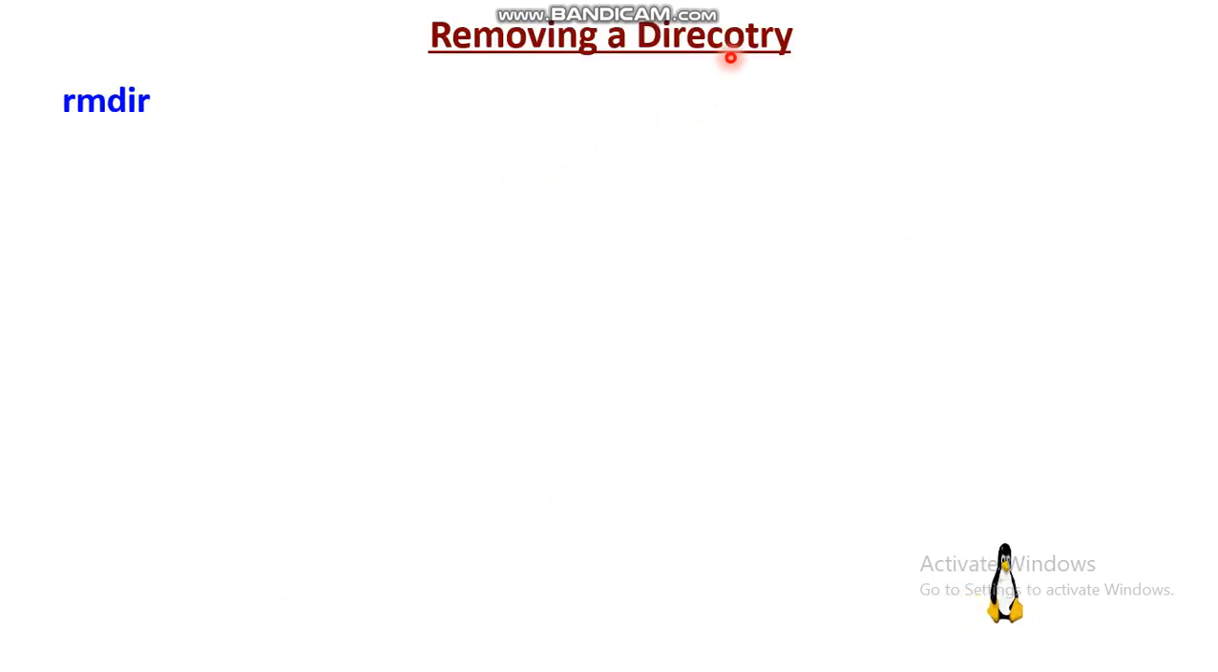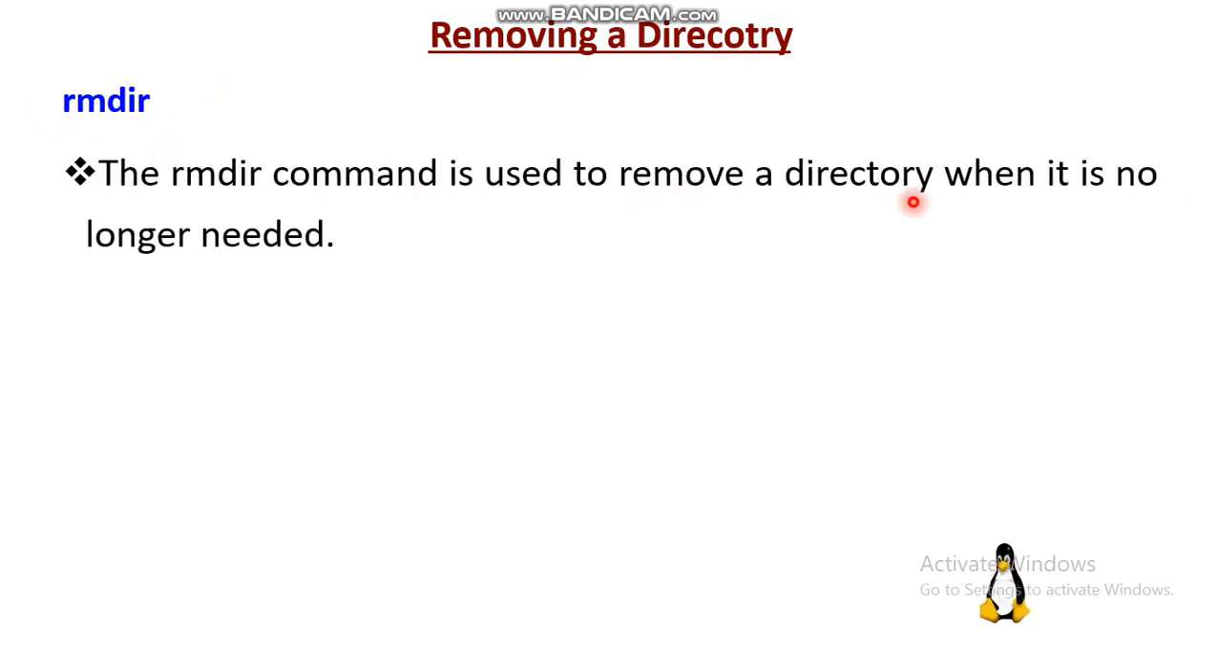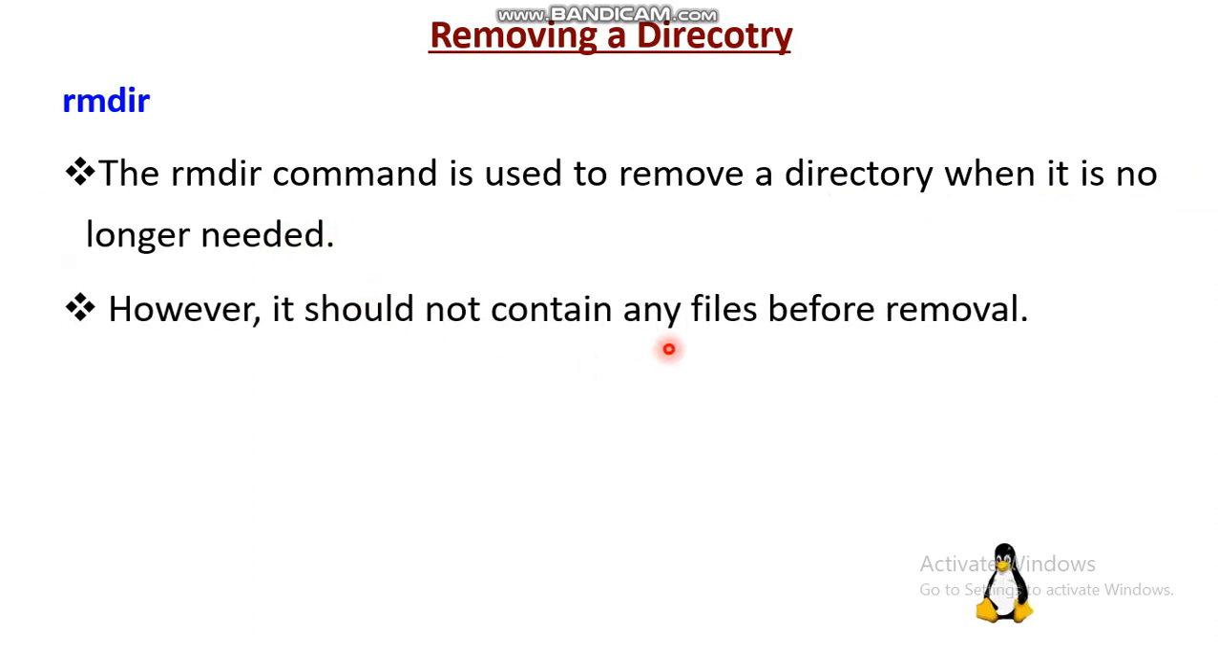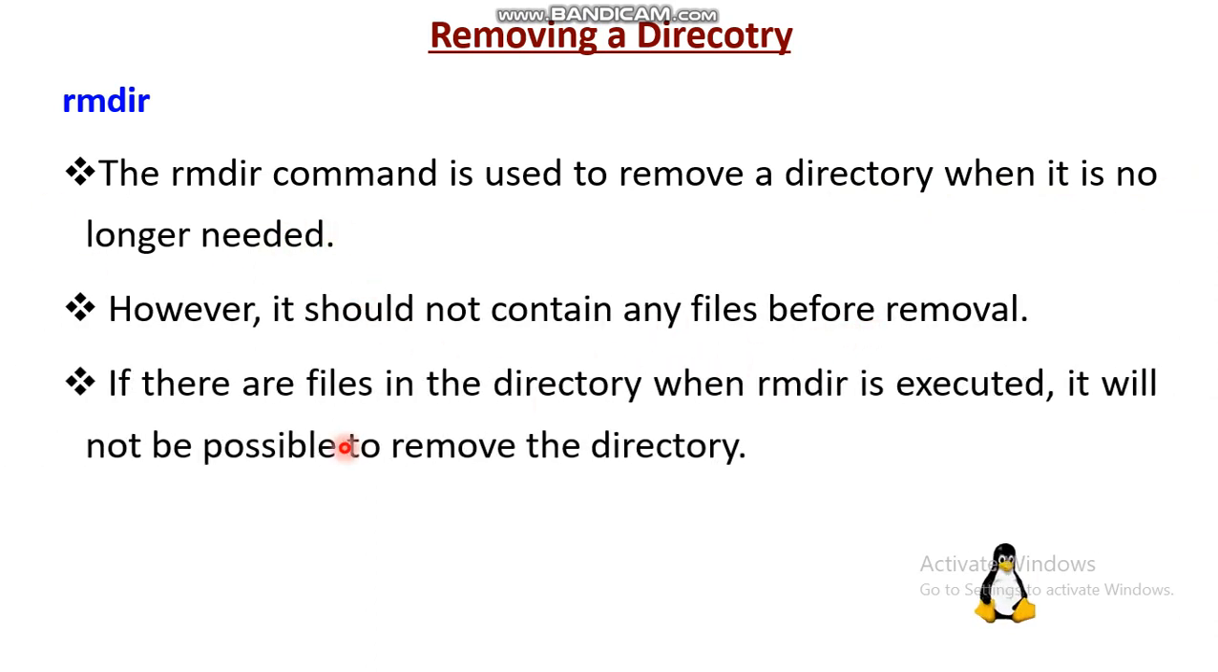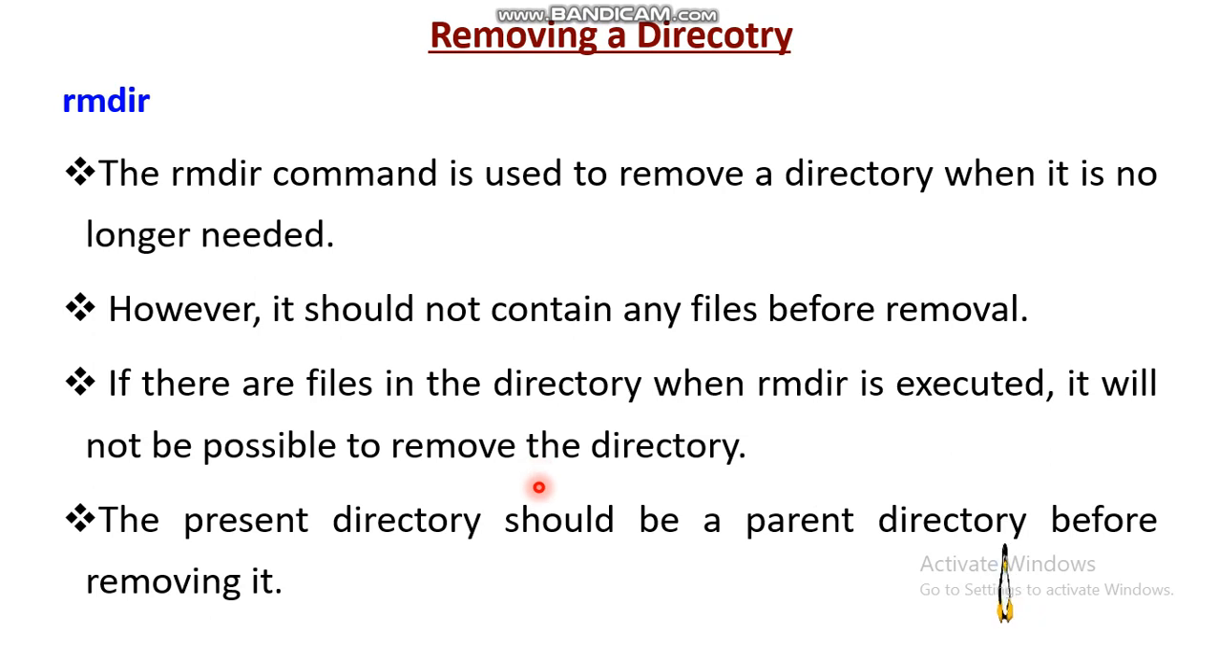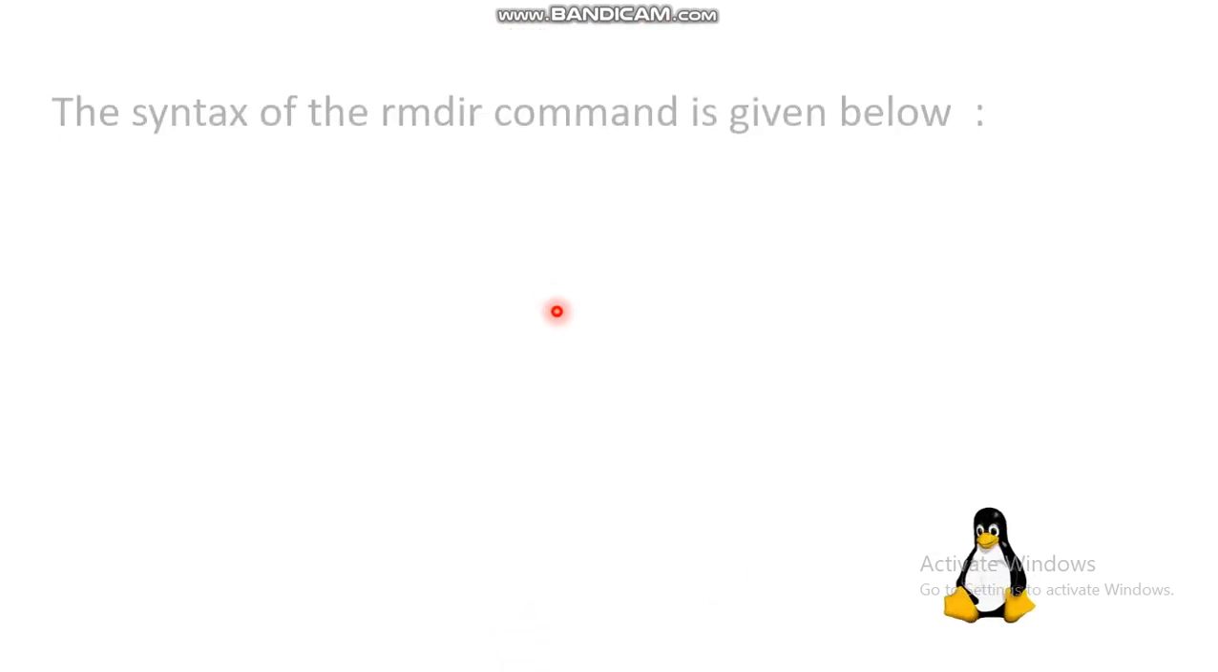Next comes the removing a directory command, rmdir. The rmdir command is used to remove a directory when it is no longer needed. However, it should not contain any files before removal. If there are any files in the directory, it cannot remove the directory, and you will get an error message. The present directory should be a parent directory before removing it.